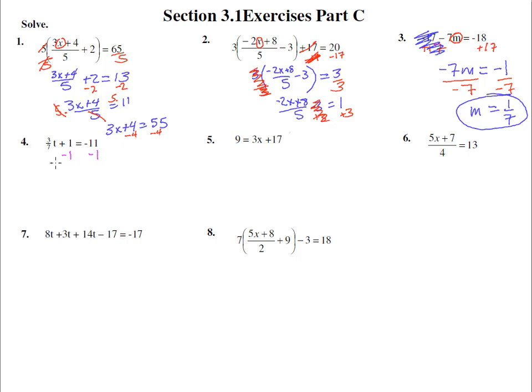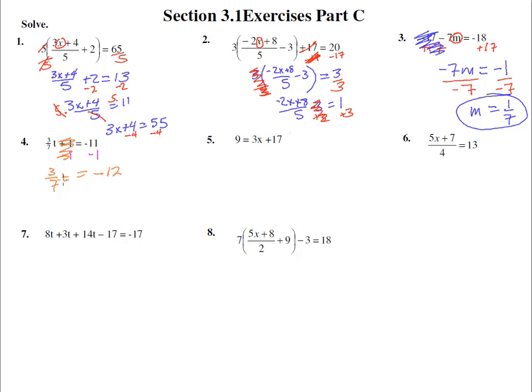So subtract 1, and we are left with 3/7 t equals, because the plus 1 and the minus 1 are now gone, they added to 0. Negative 11 minus 1 is a negative 12. That's a good thing to remember, that it's a negative 12. It's not a 10. Those are both negatives in the same direction.